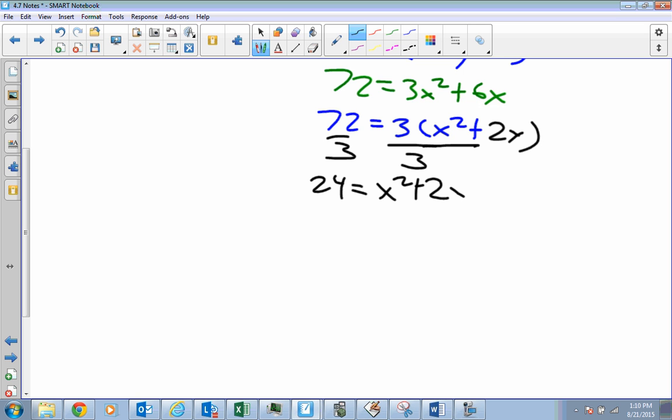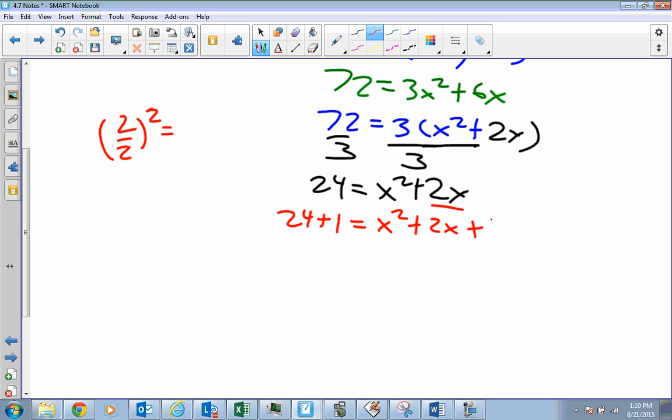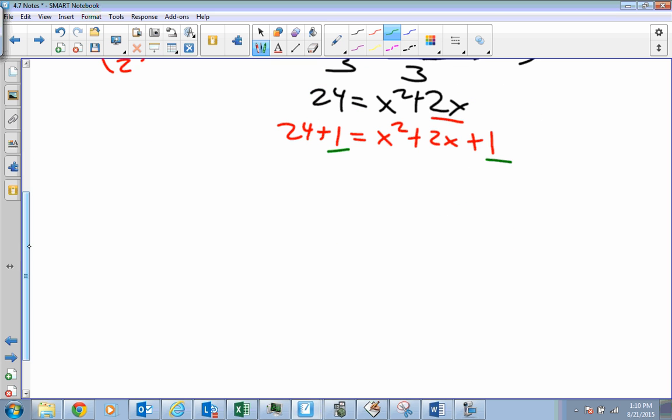So 2x here. Okay, so then we could do b over 2 squared. B is 2. So 2 divided by 2 squared is 1 squared is 1. So we're going to add 1 to both sides. 24 plus 1, and x squared plus 2x plus 1. So we have 25 equals, and we write that in factored form to be x plus 1 squared.